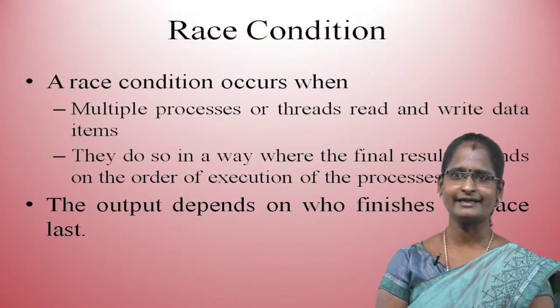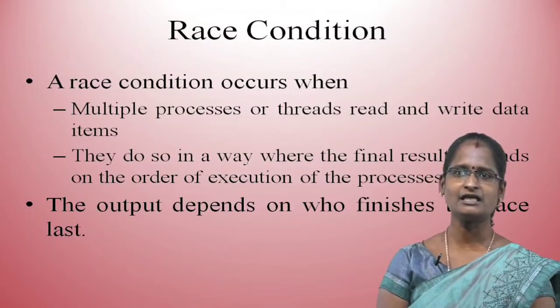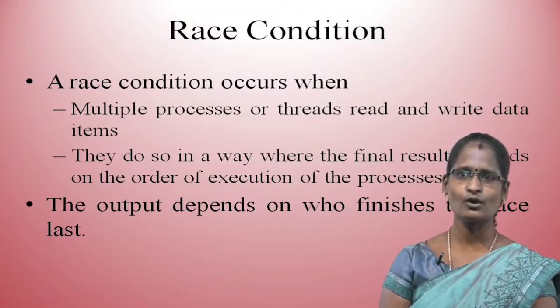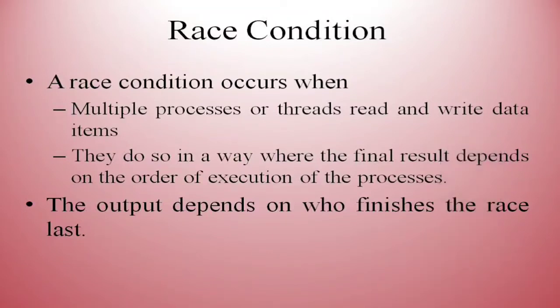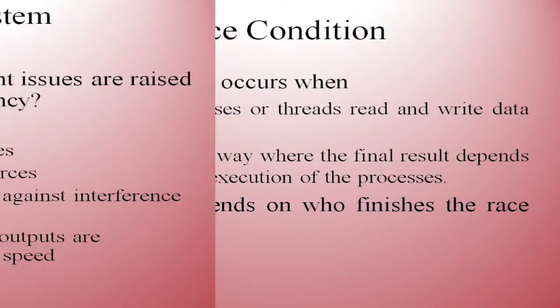Next one is race condition. A race condition occurs when multiple processes or threads read and write data items. They do so in a way where the final result depends on the order of execution of the processes. The output depends on who finishes the race last.